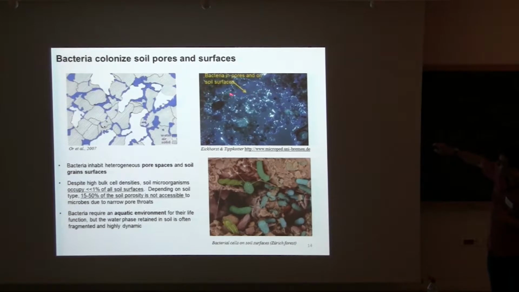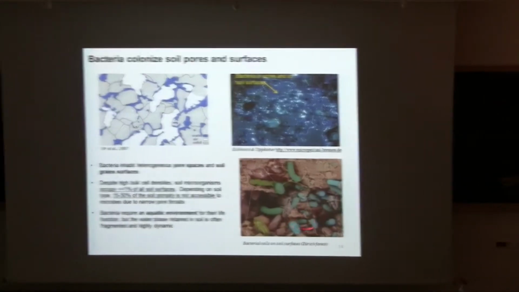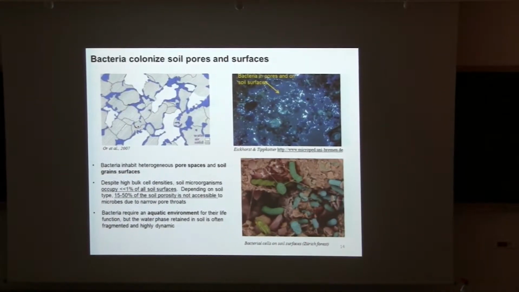And you can see that they will cover the surfaces of the pores in the soil where they can attach to the particles. Or here you can see a scanning electron microscope image of some bacteria that we isolated from a forest soil in Zurich. So when you look at the bulk soil, you will find high densities of bacteria.